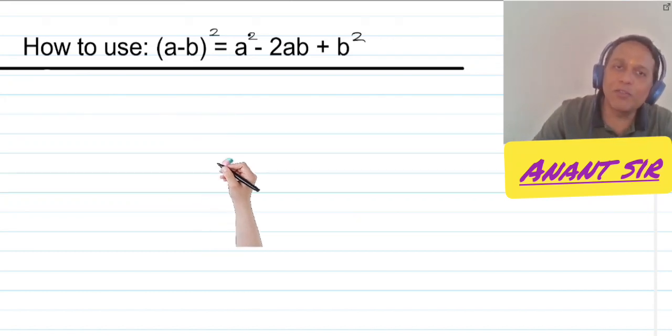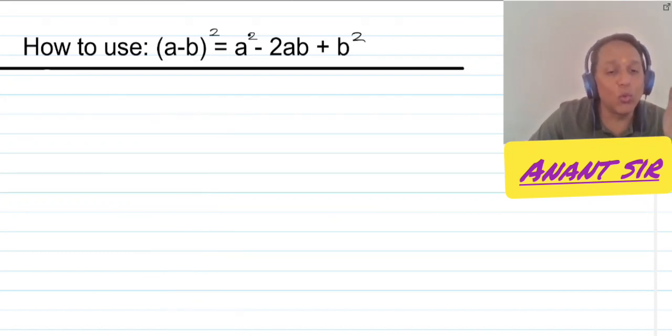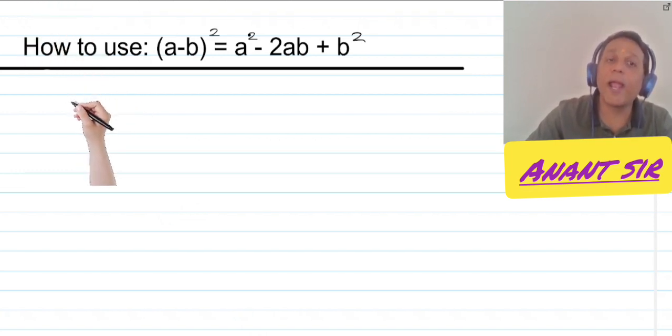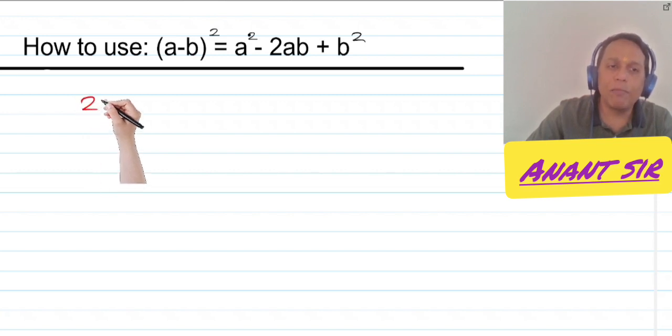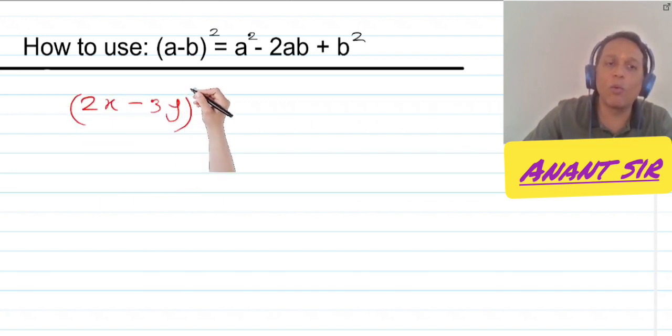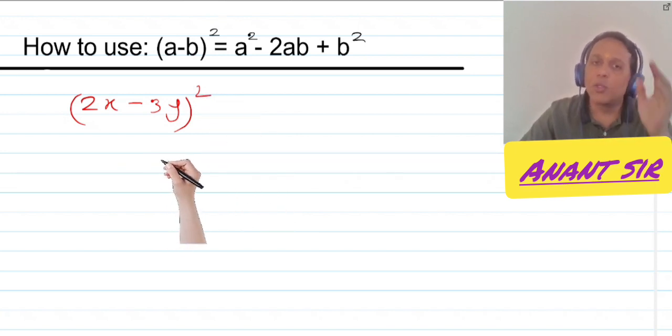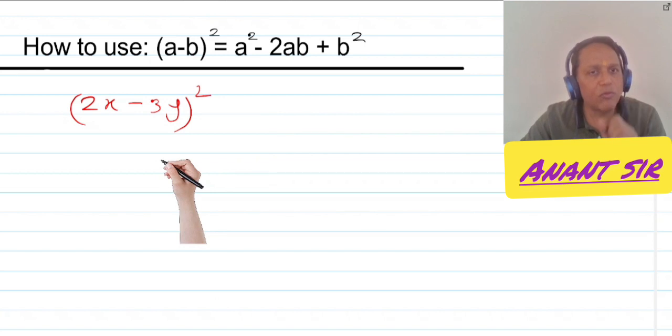Hi friends, in this video we are going to see how to use the formula (a - b)². Let's see how to use it and when to use it. For example, if we have a question like (2x - 3y)², at that time we have to use this formula. So how will you know that you have to use this formula?